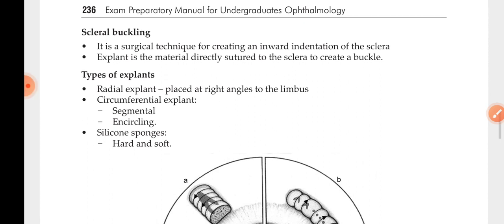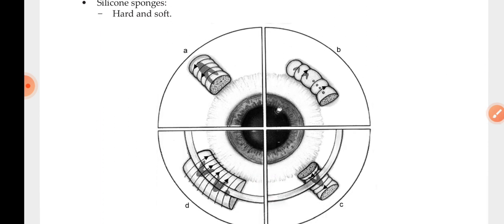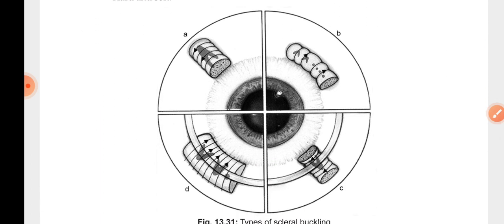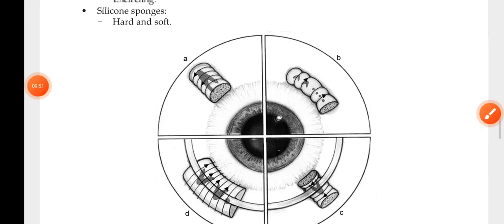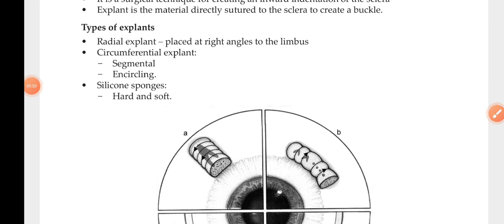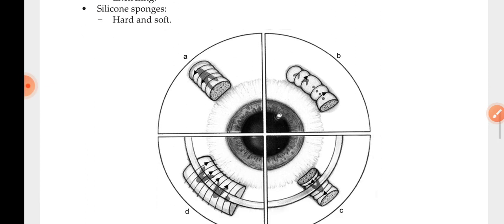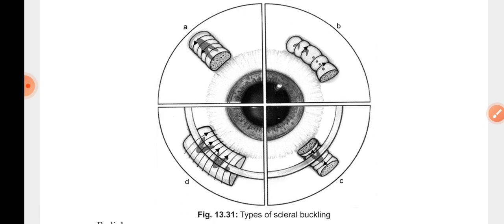This is the buckle. A, B, C, D are the different buckles put so that you can further prevent the retinal detachment. These are the types of scleral buckling. Types of explants are radial explant, placed at right angles to the limbus, circumferential explant, segmental or encircling, silicone sponges, that is hard and soft. These are the types of scleral buckling.